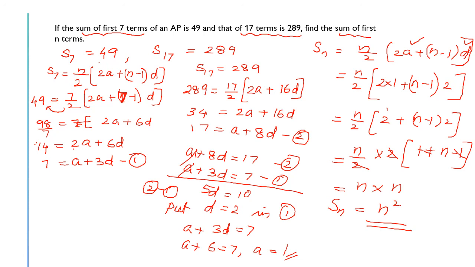Understood? So you're getting a simple form for this Sn in this AP. In this AP, the sum of n terms can be written as n into n. Clear?